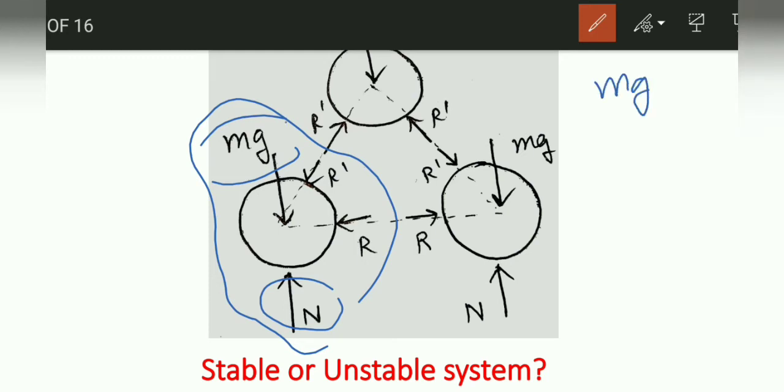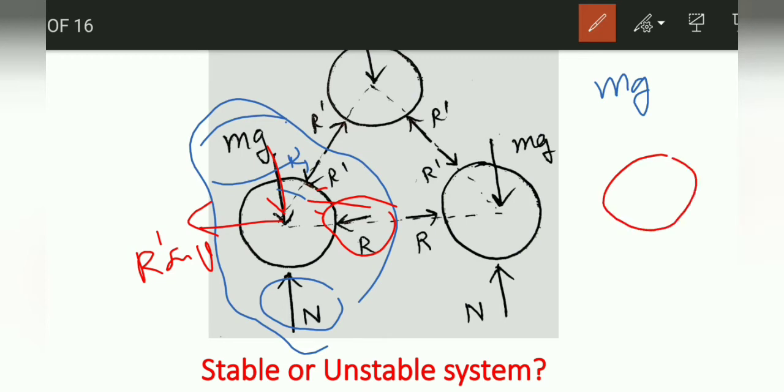Not just n, this is r dash. So say this is theta. So r dash cos theta will be downward, and r dash sin theta will be this side. Now just tell me one thing. This is r dash sin theta and this is r.